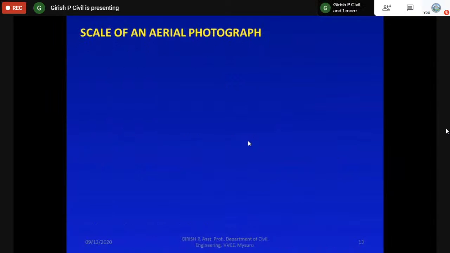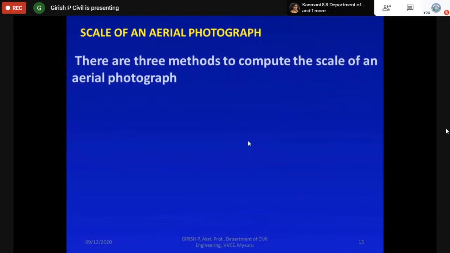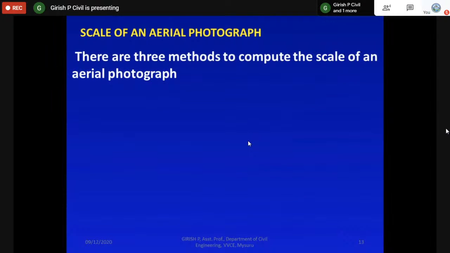Coming to the more important point, we focus on the scale of an aerial photograph. Already I said that in most maps, either a survey map, boundary map, road map, country map, or any variety of map, we have seen the scale. So that is the most important aspect to consider, particularly in the aerial photograph. There are three methods to compute the scale of an aerial photograph.